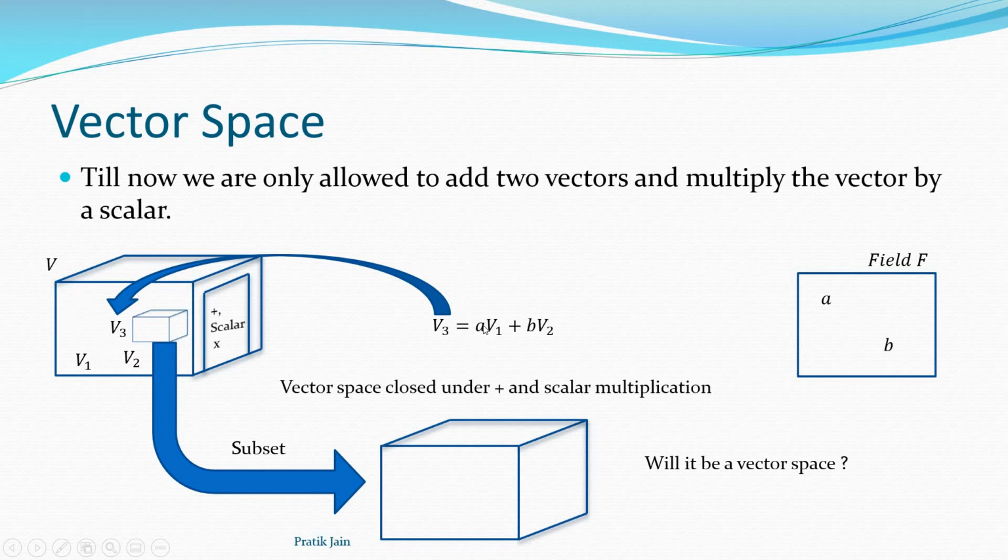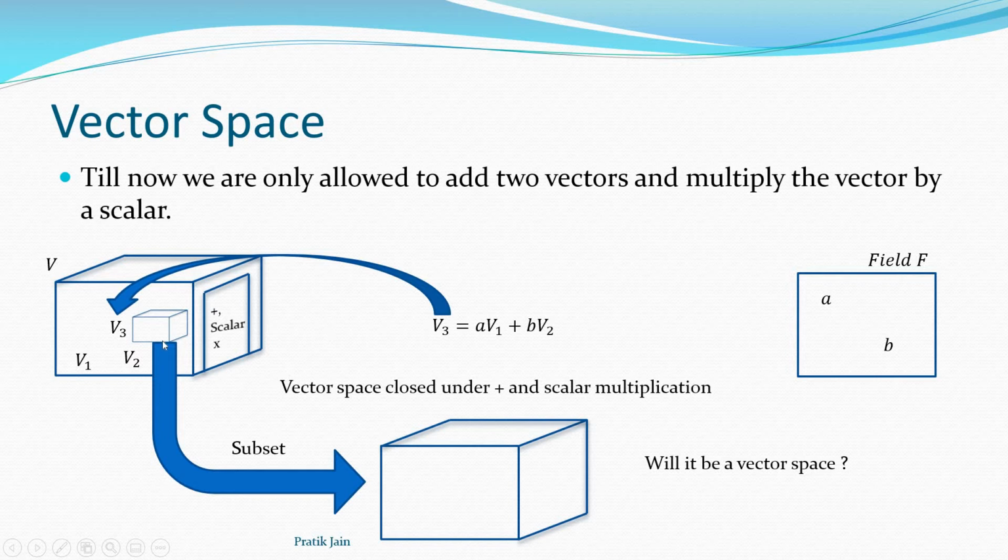And if you multiply with a scalar alpha, a or b, that comes from a field, this is also known as a linear combination. So if you have a linear combination of two vectors v1 and v2, and v1 and v2 belong to vector space v, the linear combination of that, v3, should also belong to the same vector space. So that was our definition of vector space, right?